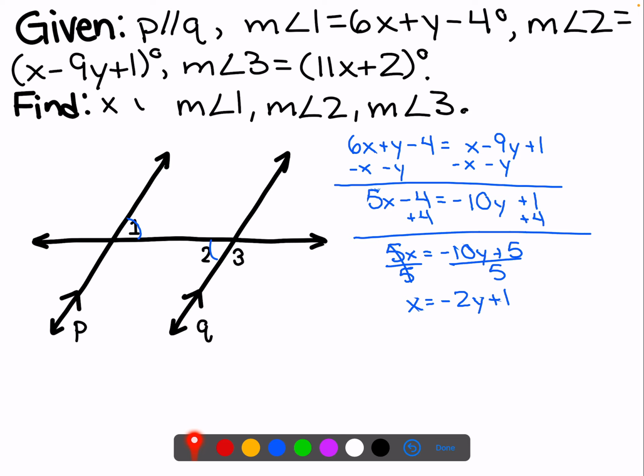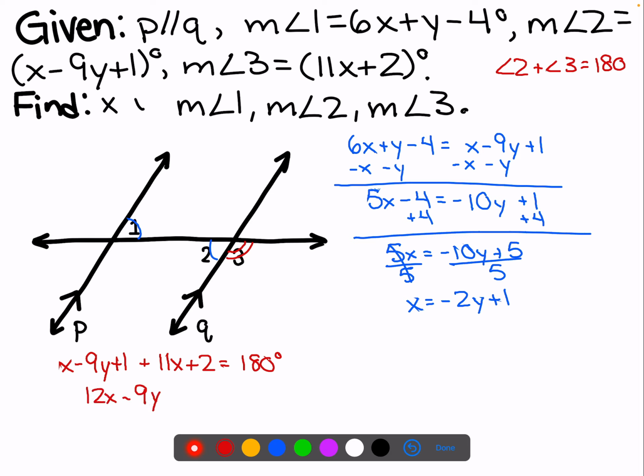So looking at the relationship between angle 2 and angle 3, well, these are supplementary angles. They're a linear pair, so I can say that angle 2 plus angle 3 equals 180 degrees. If that's the case, angle 2 is x minus 9y plus 1. Angle 3 is 11x plus 2. And the sum of those equals 180 degrees. This will give me, combining like terms, 12x minus 9y equals 177.